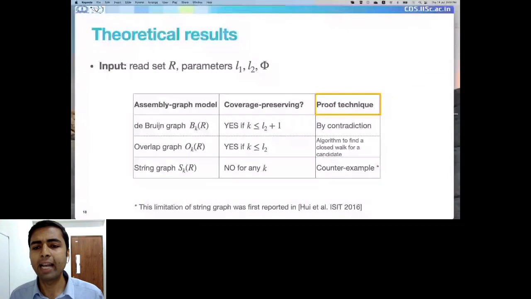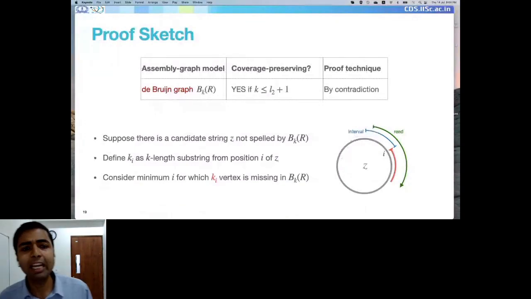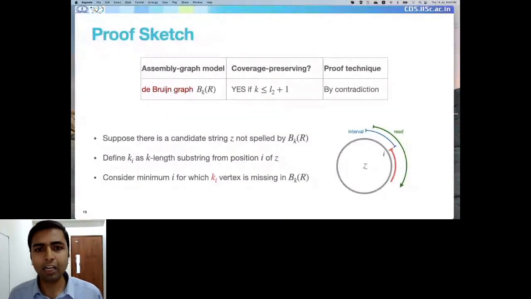So in the next couple of slides, I want to summarize the proof techniques that we use to make these claims. The first claim is that the De Bruijn graph is coverage preserving for all values of k less than or equal to L2 plus 1. So as long as the k-mer size used for De Bruijn graph construction is less than or equal to L2 plus 1, the De Bruijn graph is guaranteed to be coverage preserving. And the proof is rather simple.